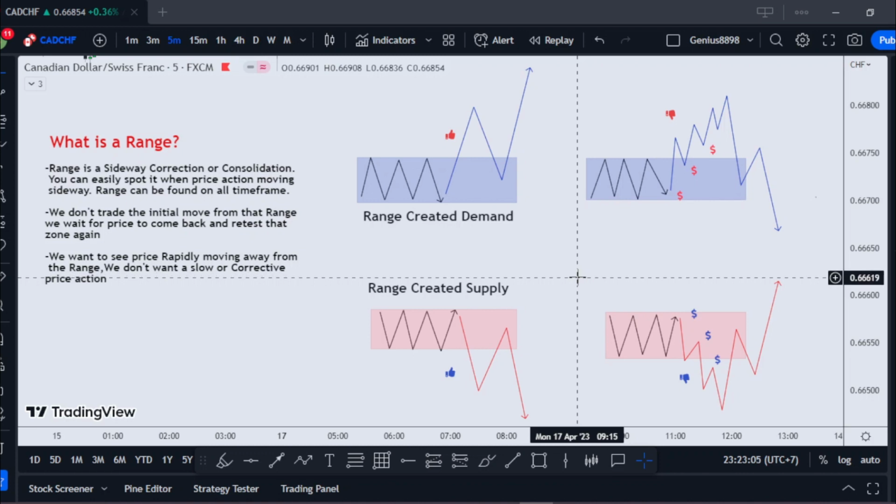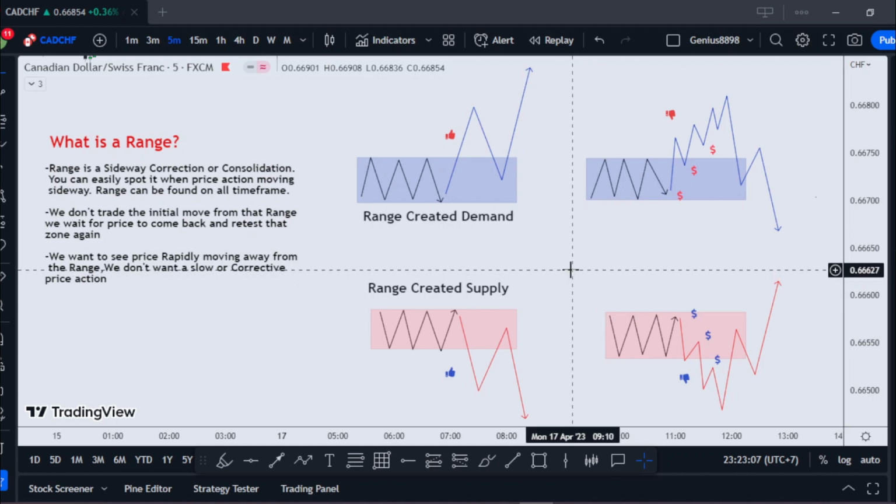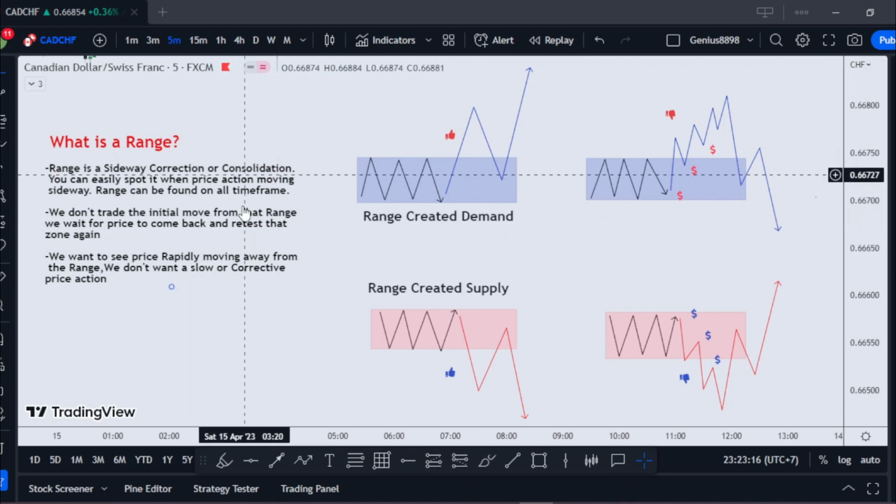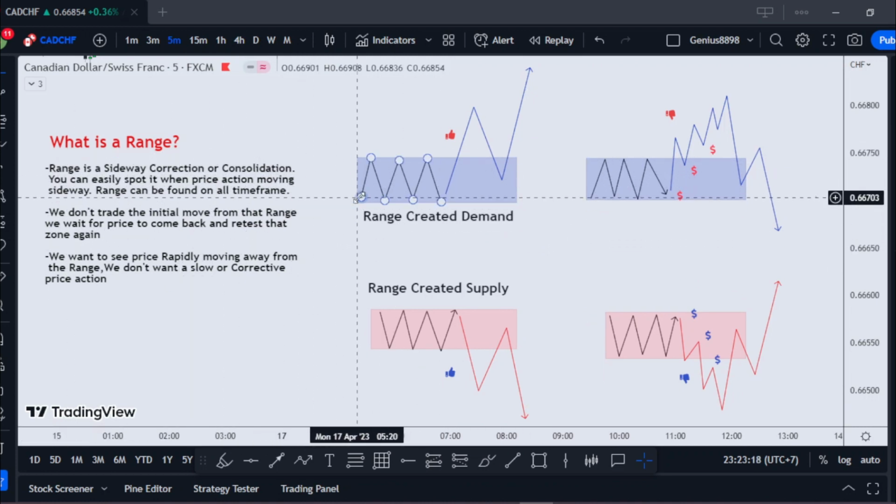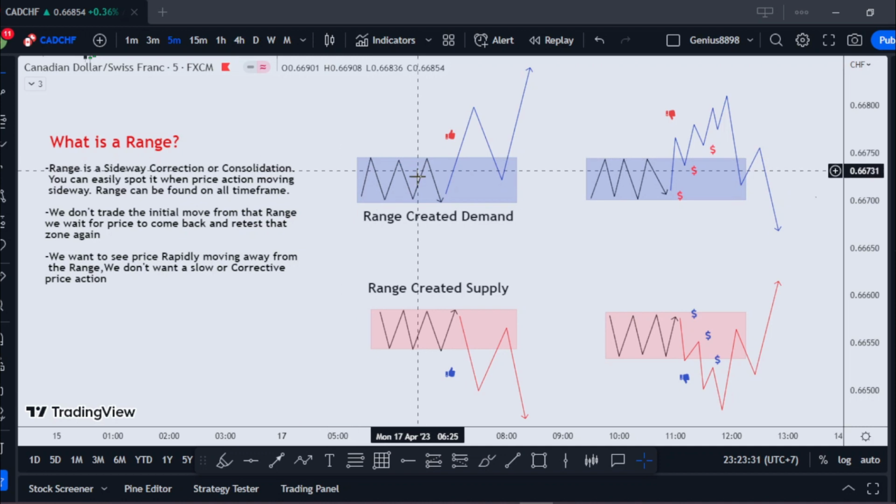So, let's get started. Range is a sideways correction or consolidation. You can easily spot it when price action is moving sideways. Range is what it sounds like: price moving in a sideways direction. It doesn't really go up or down. When you see price moving to the right and it isn't making a big move for you to trade, that is a range.